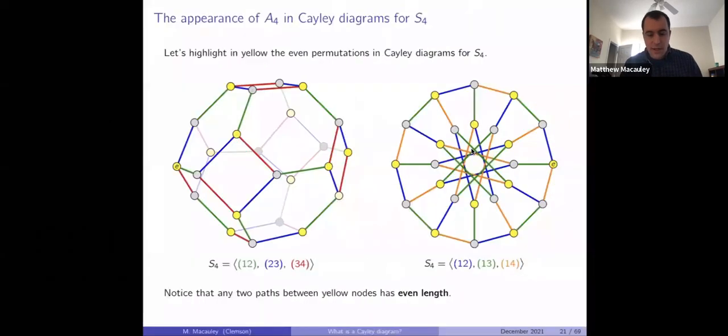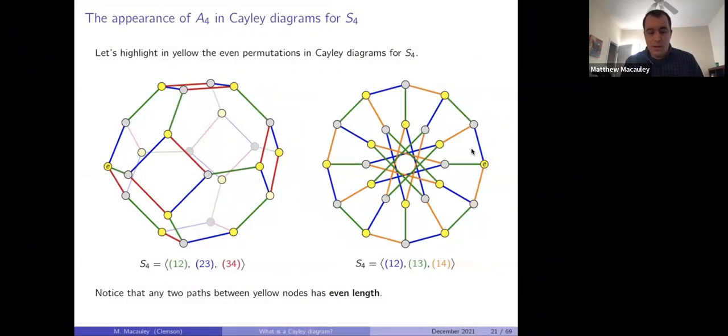So finally, the symmetric and alternating groups have a lot of very visually pleasing Cayley diagrams.